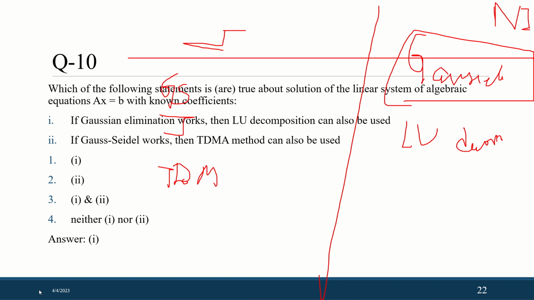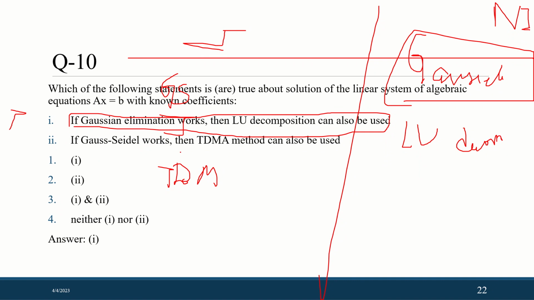So the question was asking which of the statements is true about the solution of the linear system of algebraic equations with known coefficients. If Gauss elimination works, then LU decomposition can also be used. Since both of these are non-iterative techniques, we can use both. If Gauss elimination works, we can say that LU decomposition would also work. Since both are straightforward techniques, the first statement is therefore true.